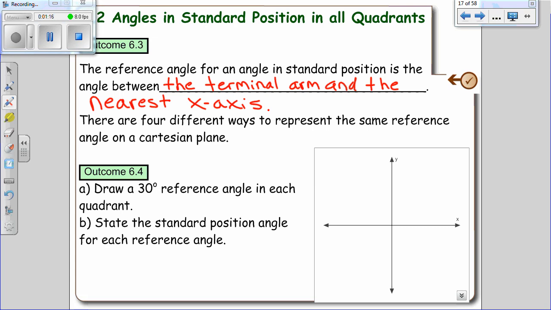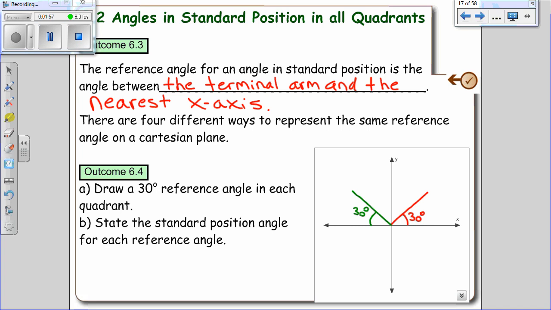So we're going to draw a 30-degree reference angle. A 30-degree reference angle could look like this. That's the angle between the terminal arm and the nearest x-axis. But I could draw that exact same reference angle to other x-axes. So I could draw it like this and say that's 30 degrees as well. That's still a 30-degree reference angle in between terminal arm, closest x-axis.